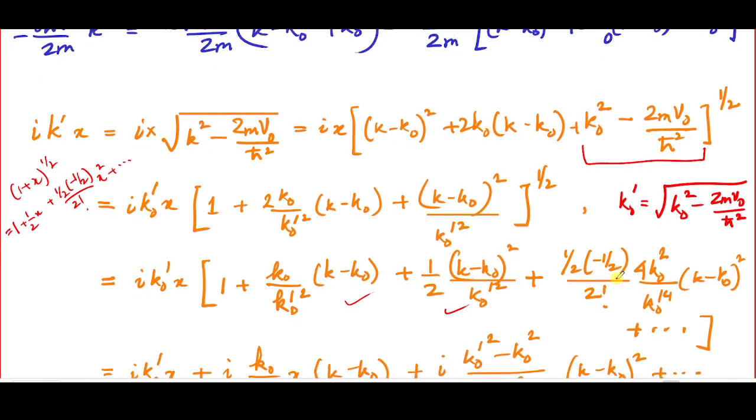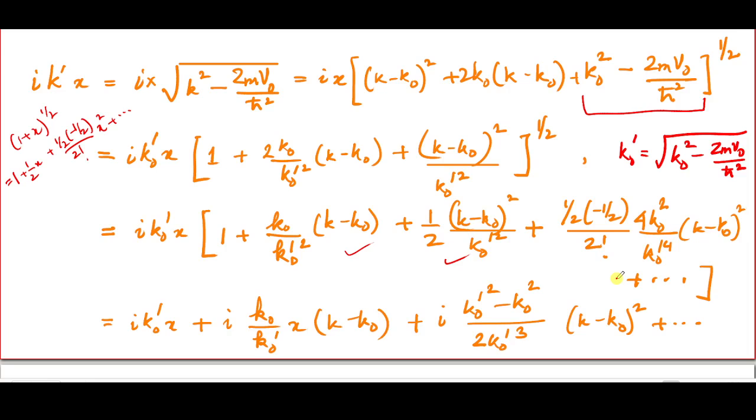Now we can just rewrite this slightly by multiplying by i k0 prime x, and I get i k0 prime x, the 0th order term, plus i times k0 by k0 prime x into k minus k0, the linear term, plus, if you just do a bit of rather trivial algebra, i times k0 prime squared minus k0 squared by twice k0 prime cubed into (k minus k0) whole squared.